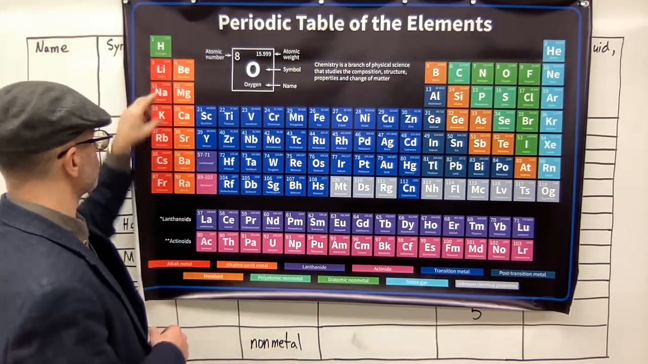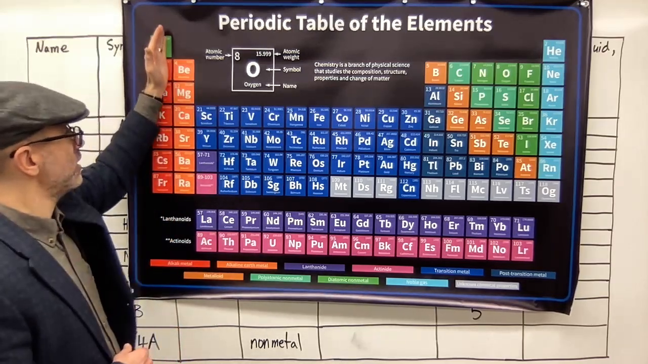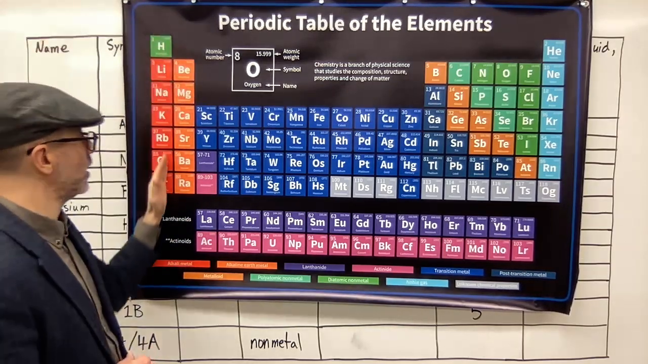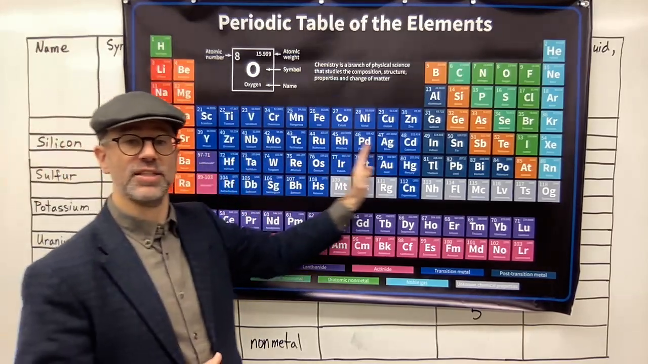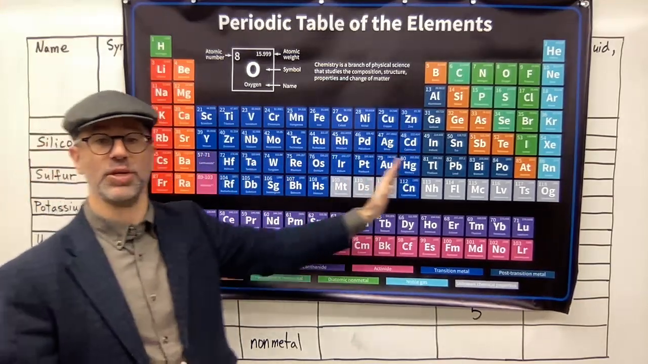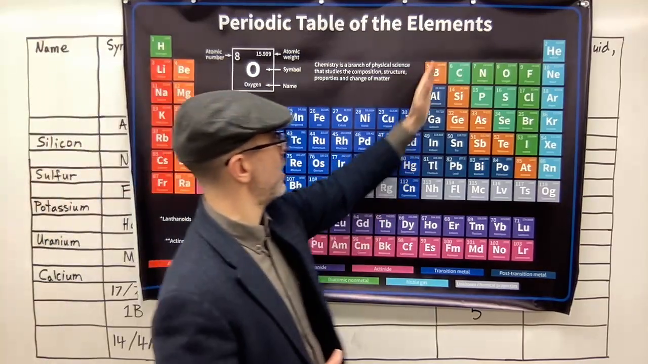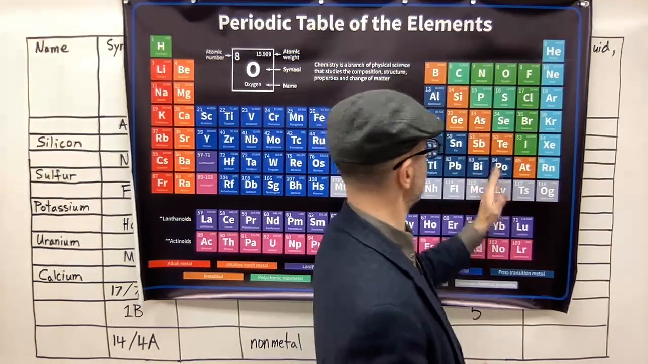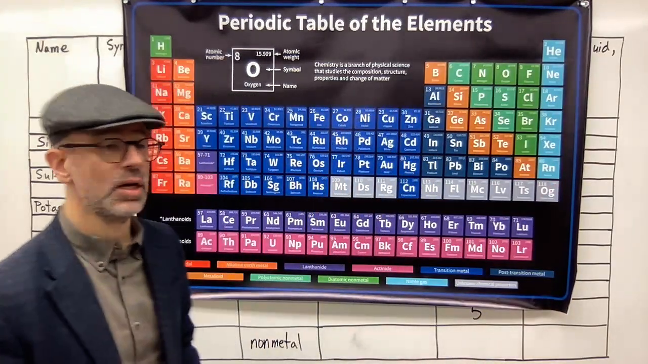The way we number it according to the old way is we give these numbers letters A. So this is 1A, this is 2A. We skip over these, which are the transition elements. So these 10 groups here we skip over. So 1A, 2A, and then this would be 3A, 4A, 5A, 6A, 7A, and 8A for the noble gases.